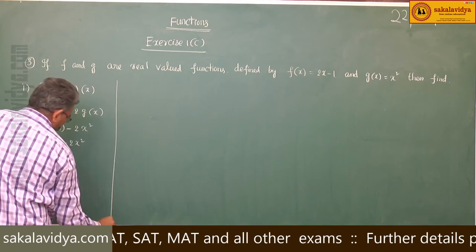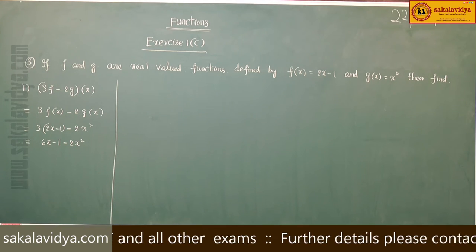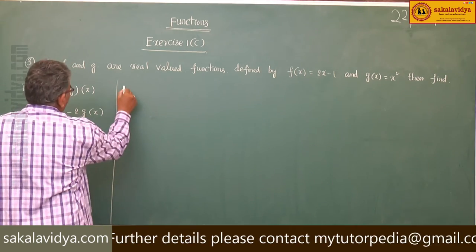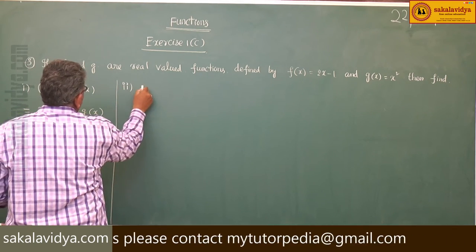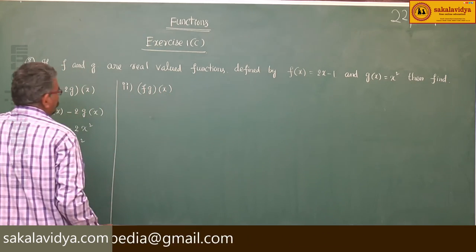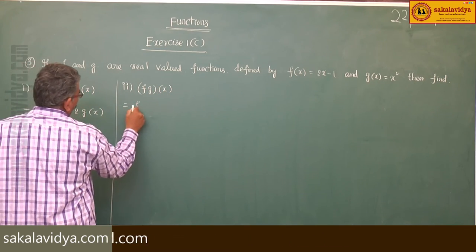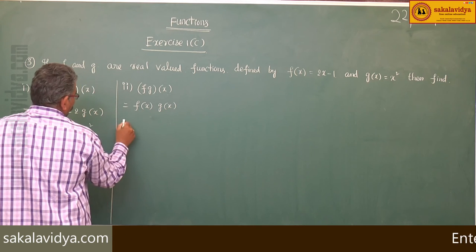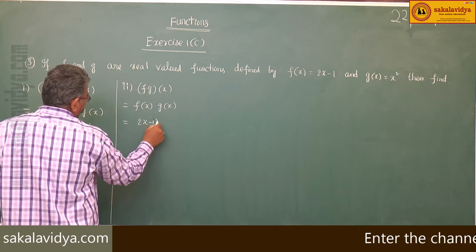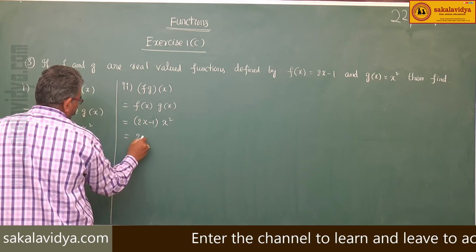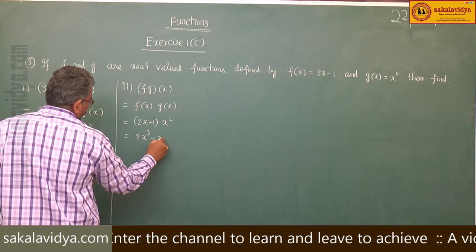Now let us go to the second problem. In this second one, fg of x. fg of x is equal to f of x multiplied by g of x. So 2x minus 1 multiplied by x square. So 2x cube minus x square.